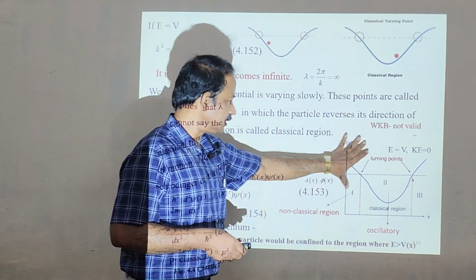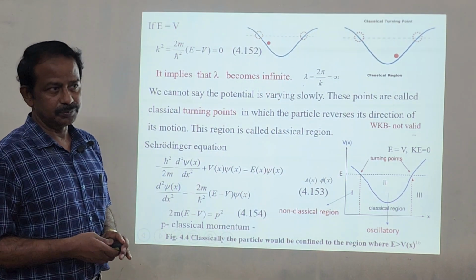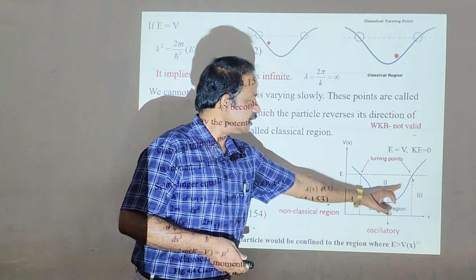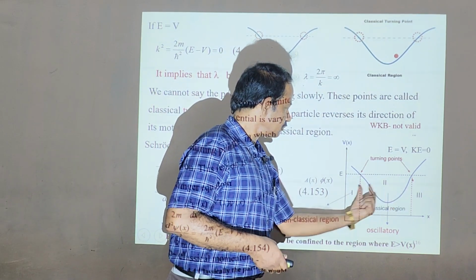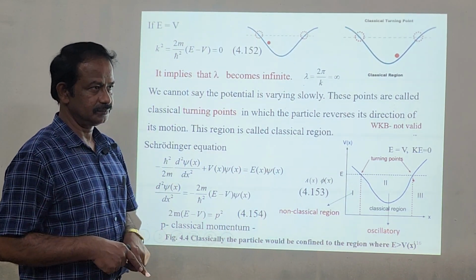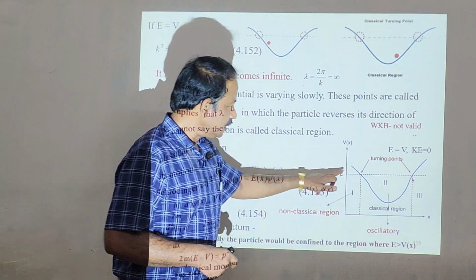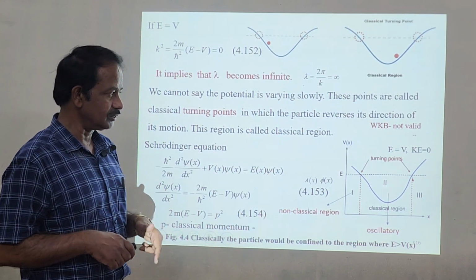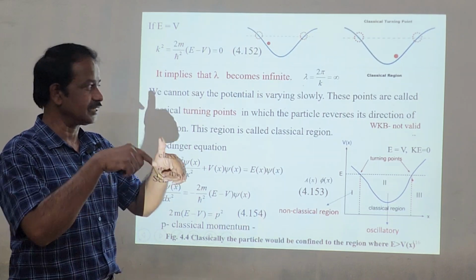If we consider the diagram, we are going to draw the graph between position and potential. Potential varies with position. Then we have the oscillating behavior, and this first region, second region and third region. This region is the classical region, because E is greater than V here. These two points are exactly at E equals V, where kinetic energy equals 0. We call these turning points, in which the classical particle will reverse its direction.